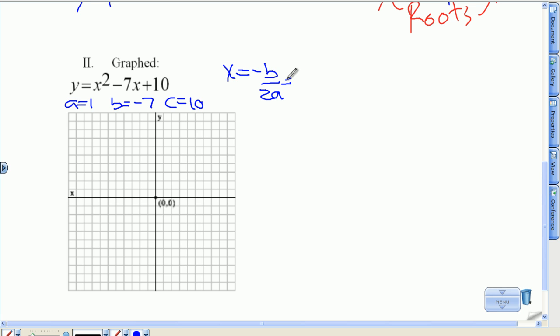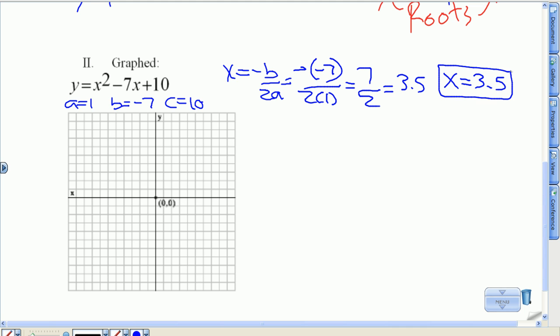It also gives me the middle x value for my table of values. So let's see, negative 7 over 2 times 1 is 7 over 2, or 3.5. So x equals 3.5 is our axis of symmetry. And it's interesting. It's the first time we've had a fraction, or a decimal in this case, for our turning point, or our axis of symmetry.